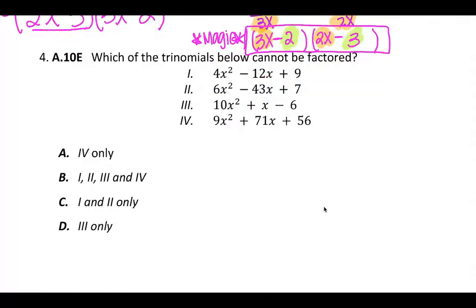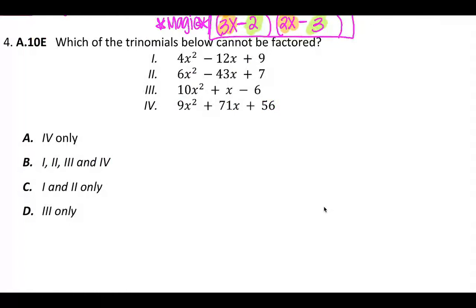Okay. Which of the trinomials below cannot, that's an important word, cannot be factored? So which one can I not create an X puzzle for? So I'm going to just start with the first one and work my way through and see which one I can't create. So this one I'm going to do in orange so you can kind of keep up with it.